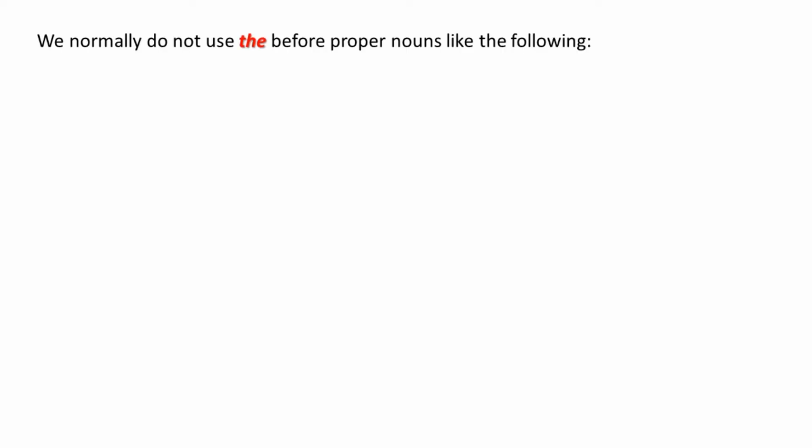Now let us try to understand where we do not use the definite article the. So here are some rules. We normally do not use the before proper nouns like the following. One, individual names of people. Your names, Rohit, Govind, any names of people. We do not use the before names of people.